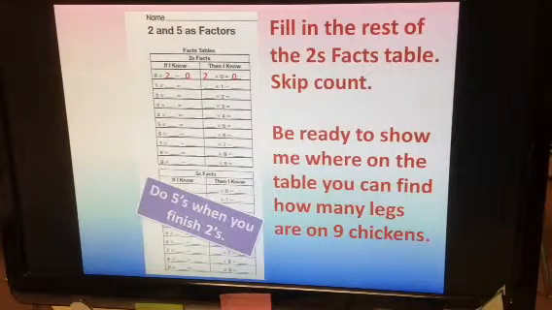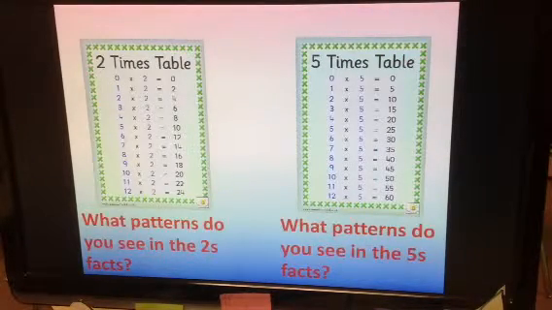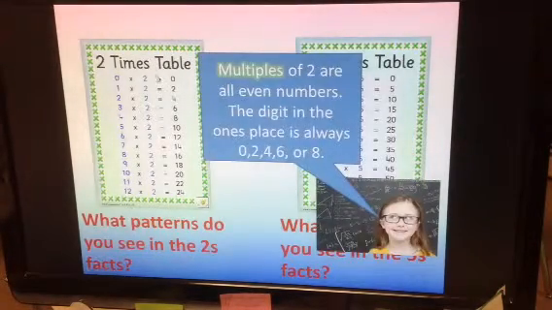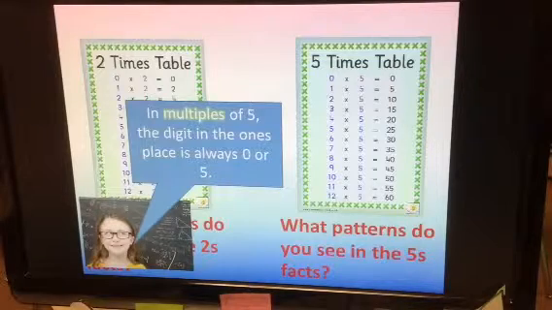Skip counting by 5s. What patterns do you see in the 2s facts? What patterns do you see in the 5s facts? Pause the video right now to think about this question. We pointed out that multiples of 2 are all even numbers. The digit in the ones place is always 0, 2, 4, 6, or 8. Multiples of 5, the digit in the ones place is always 0 or 5.